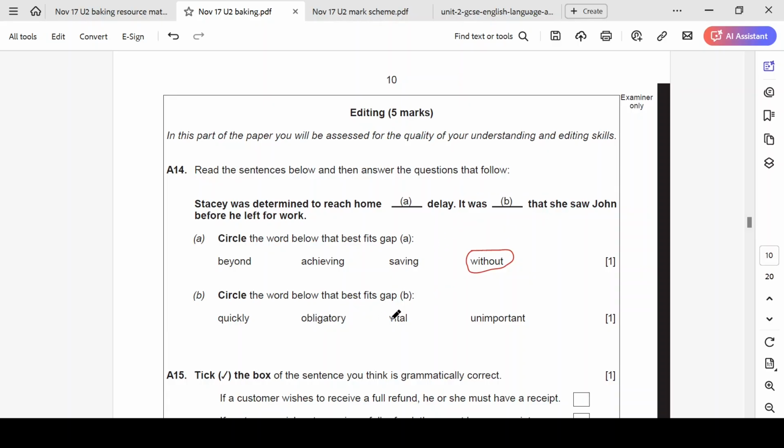It was vital that she saw John before he left for work. Now, it could well be that. Vital means important. But just always check all four choices, because it might be that the last one is even better. In this case, it's not. It was unimportant that she saw John. Well, it's the opposite of that, isn't it? It's important. So it can't be that. It's that one. So again, I'd circle that word, and that would be 2 marks.